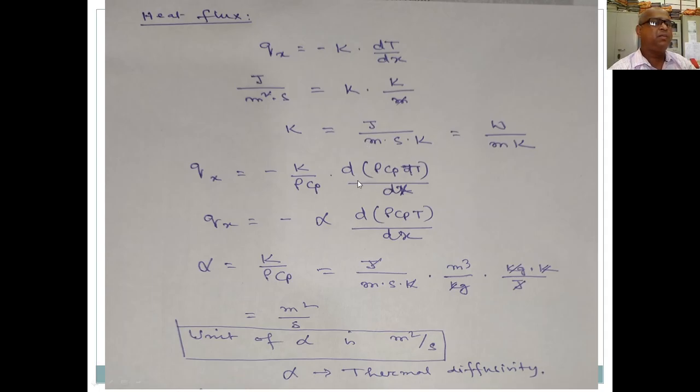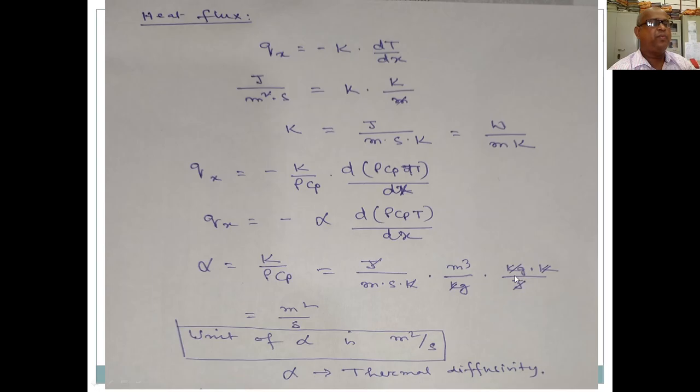Now what will be the thermal energy per unit volume? It is rho Cp into T. It is the thermal energy. Okay. So if I multiply with this, then I have to divide by K, and this is equal to alpha, and this is the thermal energy per unit volume. Now what is alpha? Alpha will be K divided by rho Cp. K I know, joule per meter second Kelvin, rho is kg per meter cube, Cp what?